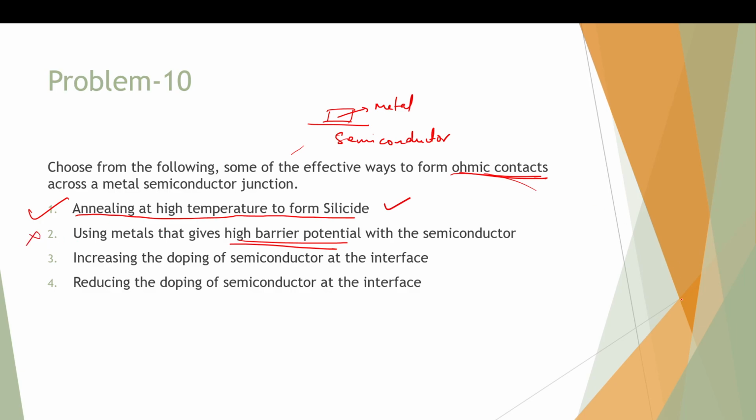This is the correct answer because, so what do we mean by an ohmic contact? Ohmic contact means that the voltage versus current should look like a straight line. But if there is a high barrier potential, I really don't know how to explain this.